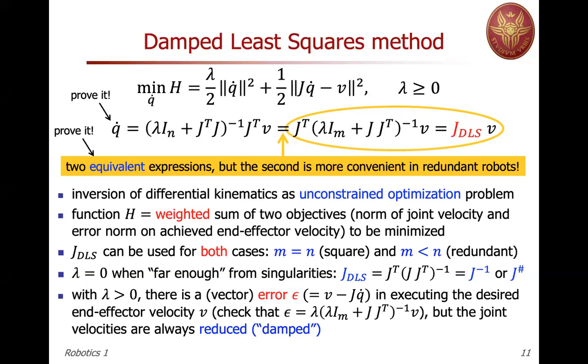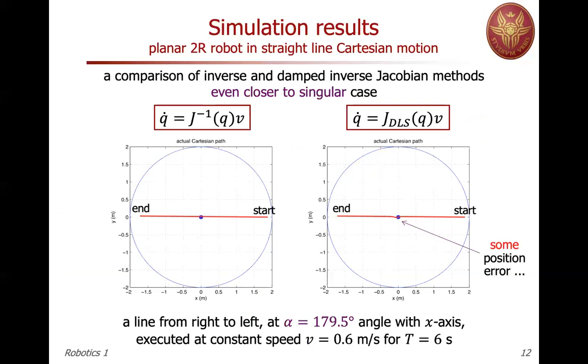In fact, we will see in the second course of robotics, when we deal mostly with all the techniques for redundancy resolution, that there's a peak of this error somewhere in between, and then this goes back to 0 when lambda goes to 0. Okay, so we have an error, but we have always reduced, so dampened, joint velocity, and this is the reason why we are doing this modification.